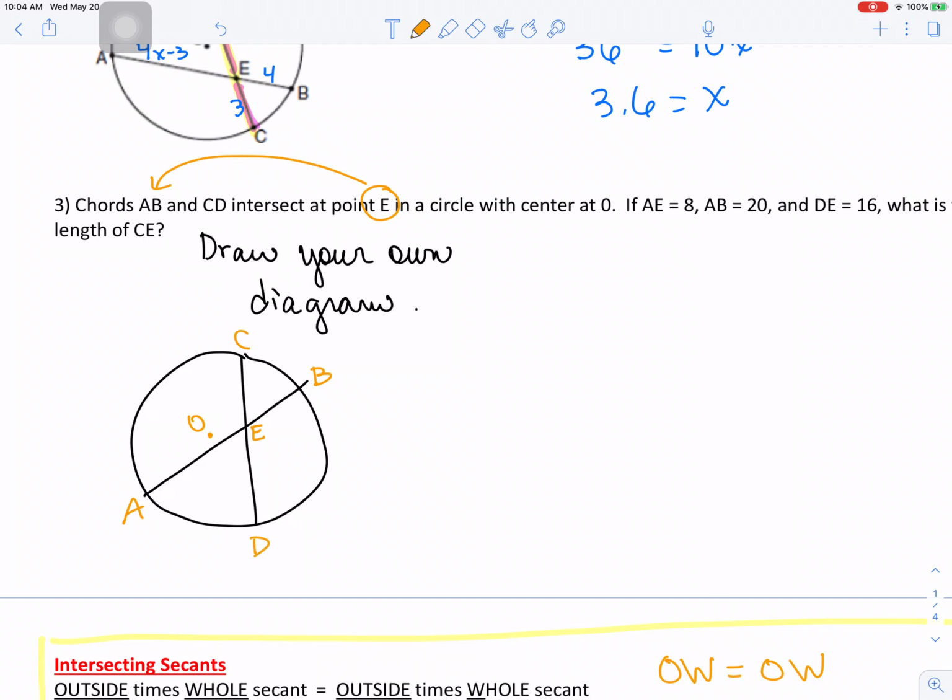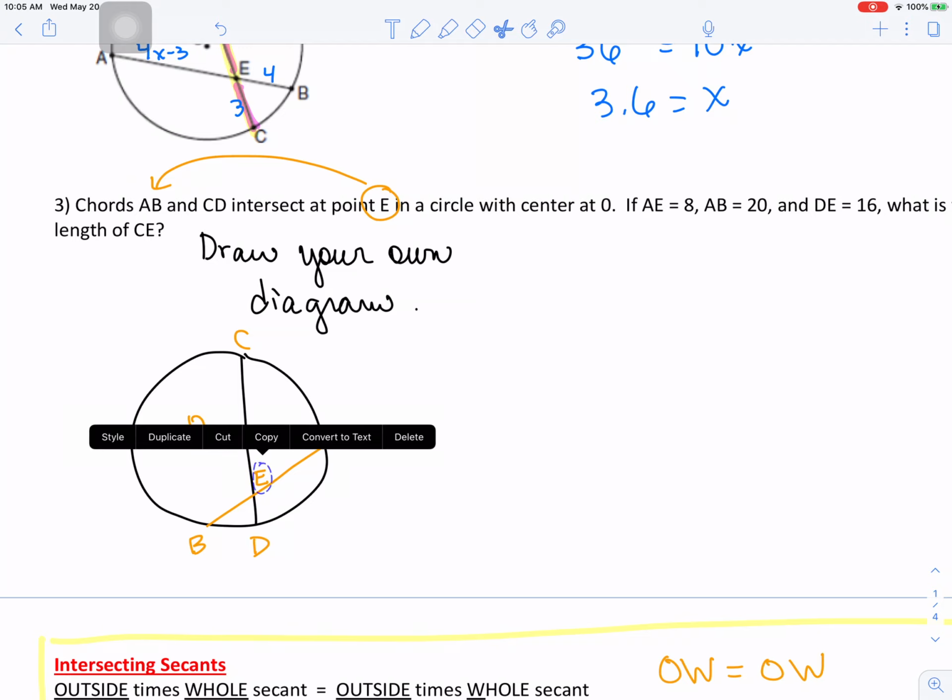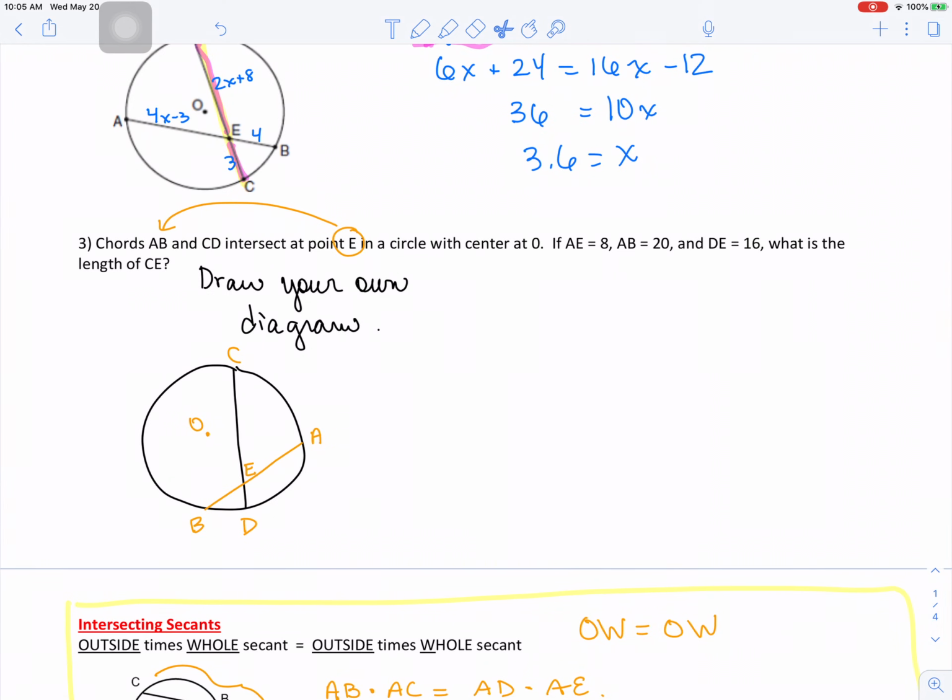Now some of you will look exactly like mine because you'll look at mine and then make yours, but you could put those line segments anywhere you wanted in the diagram. And let's just move E down to where E is now. Okay, so it doesn't really matter. Then plug in your pieces. AE is 8, AB is 20.